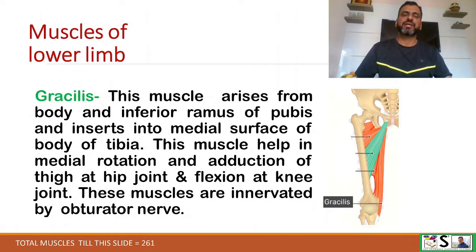Gracilis. This muscle arises from the body of inferior ramus of pubis and inserts into medial surface of body of tibia. This muscle helps in medial rotation and adduction of thigh at hip joint and flexion at knee joint. These muscles are innervated by obturator nerve.